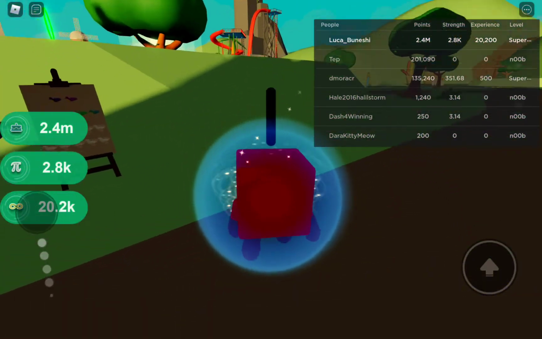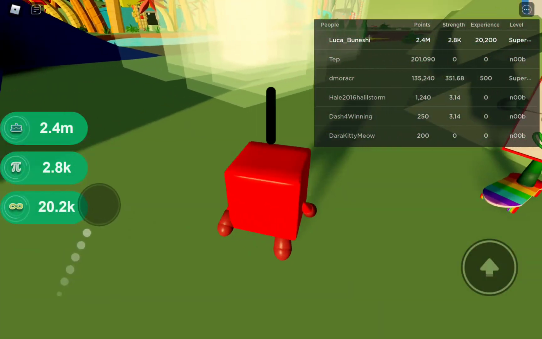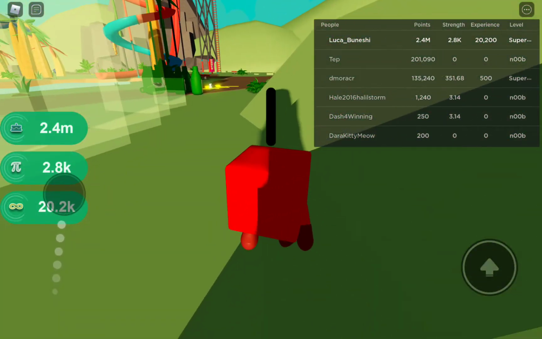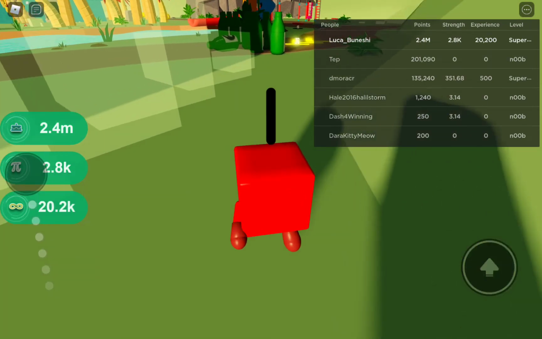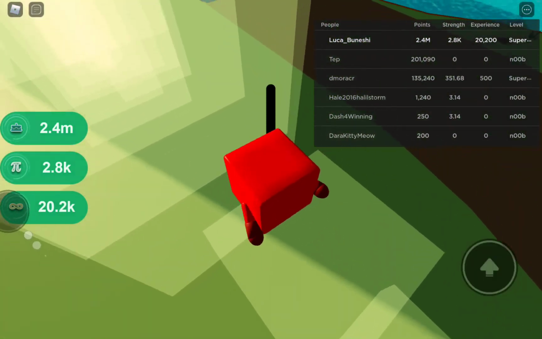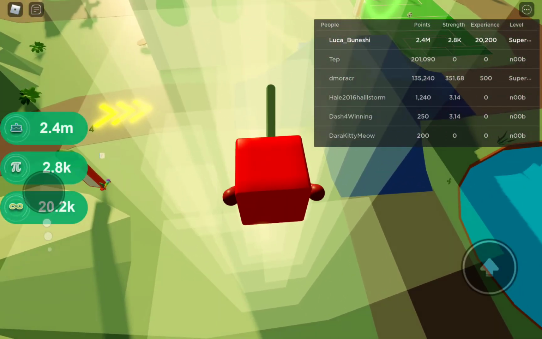Get the infinity. Okay, let's continue getting the infinity. Let's get the moon. Let's get the infinity. Okay. Let's now get the infinity.